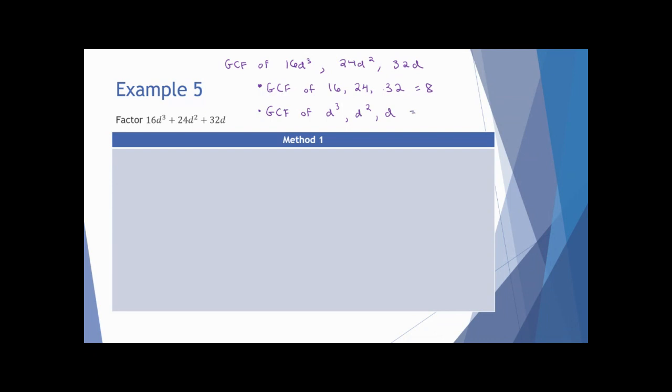So you want the smallest exponent, and the thing with the smallest exponent would have no exponent, so that's just the d, because having nothing written there is smaller than having a 2 and a 3. So step 1 for using method 1 is to find the GCF, and our GCF is equal to 8d.